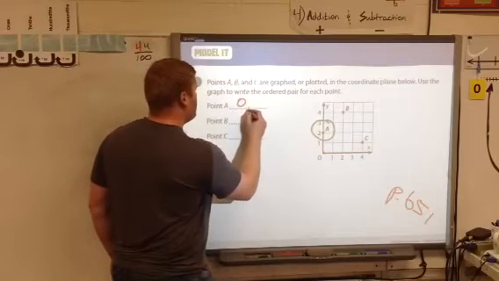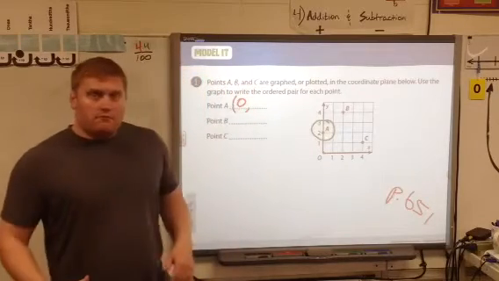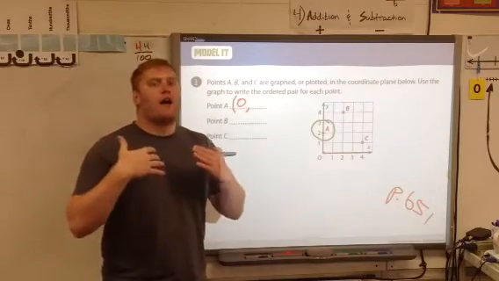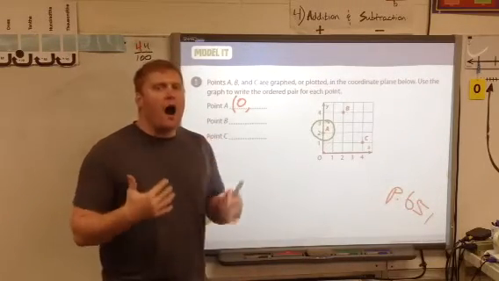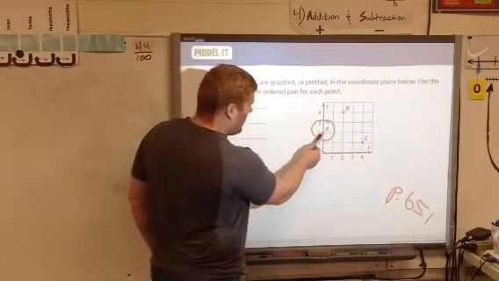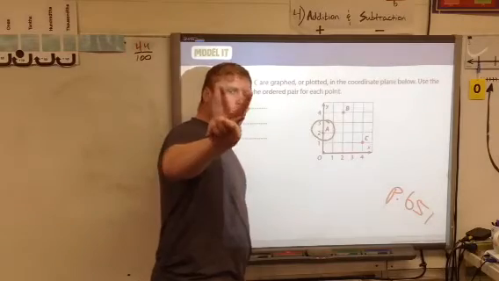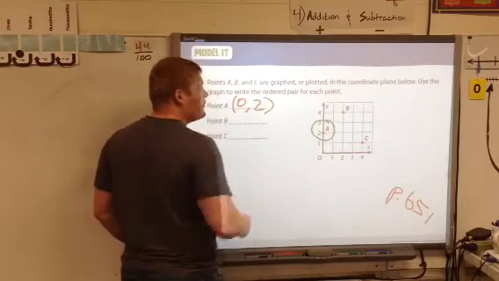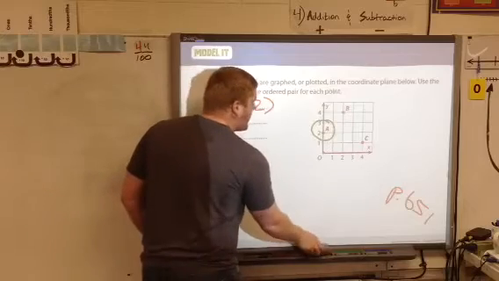So I have 0. Then, since the y-coordinate comes second, I look for it on the y-axis that runs vertically. A lines up perfectly with 2. So the ordered pair for point A is 0, 2. Easy enough. Okay, let's move on to B.